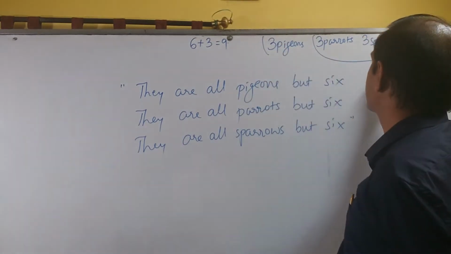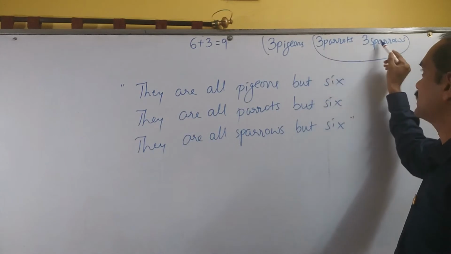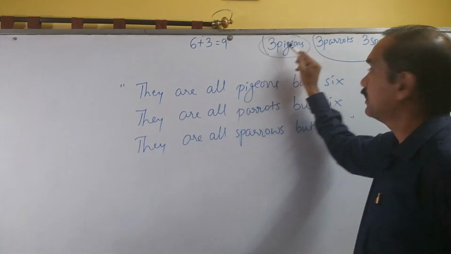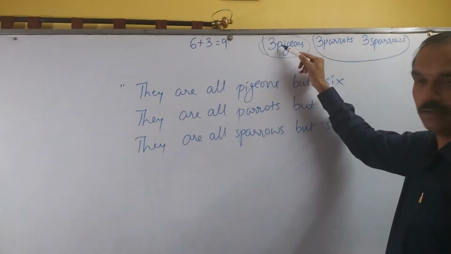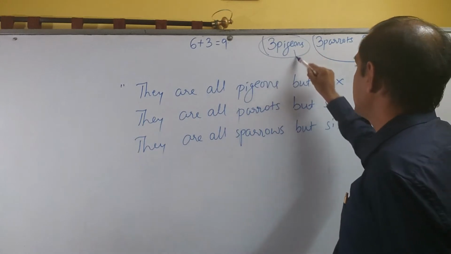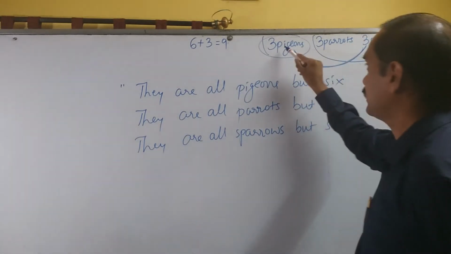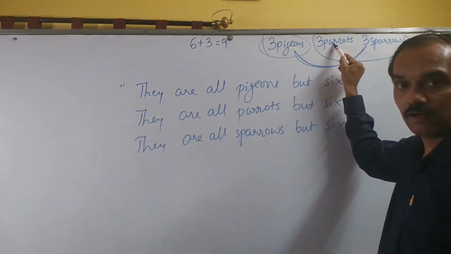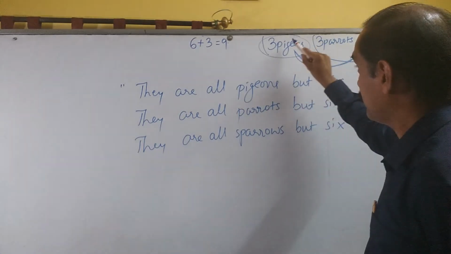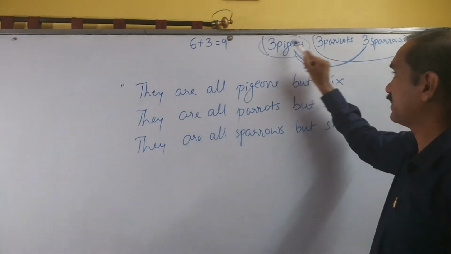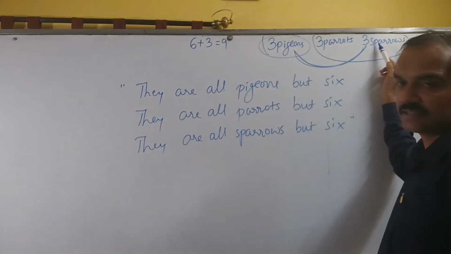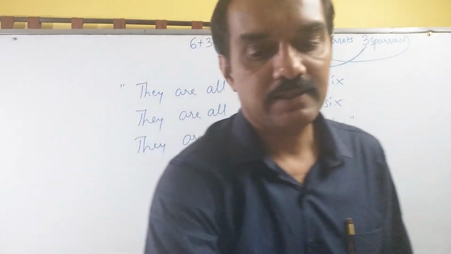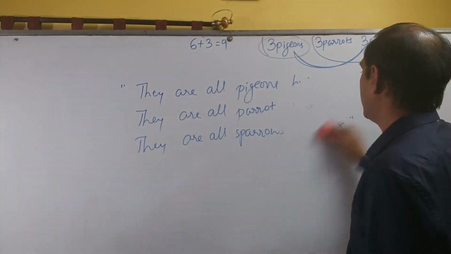Now see here, except these 6, 3 parrots, 3 sparrows, except these 6, they are all pigeons, right friends? Except these 6, meaning 3 pigeons, 3 sparrows, except these 6 birds, they are all of course parrots. And except these six, three pigeons, three parrots, except these six birds, they are all sparrows, right? I hope you got my point. So this is about the word but.